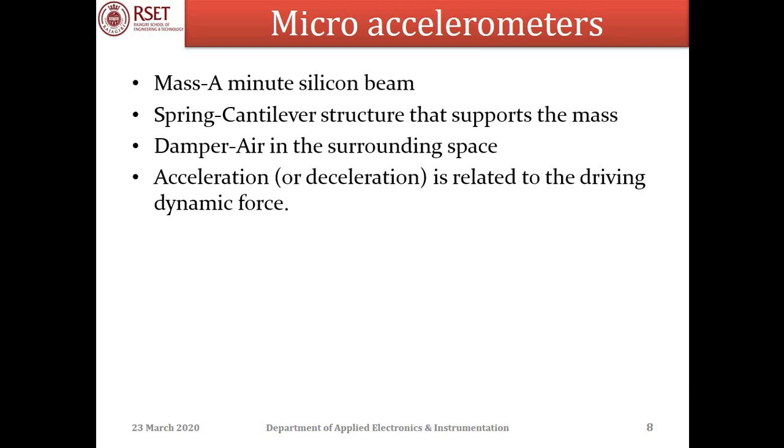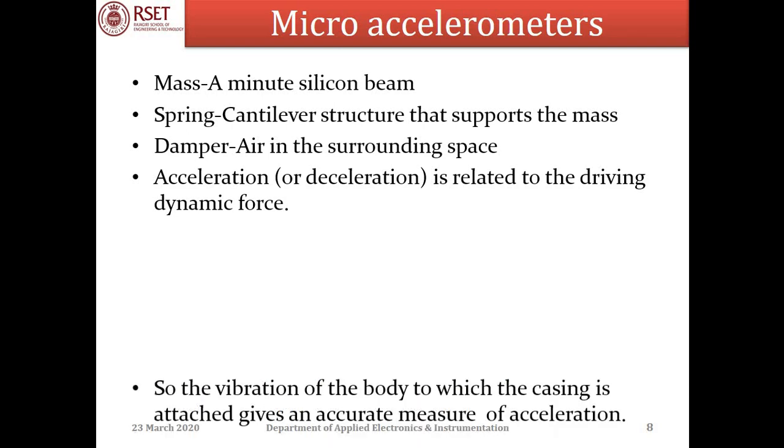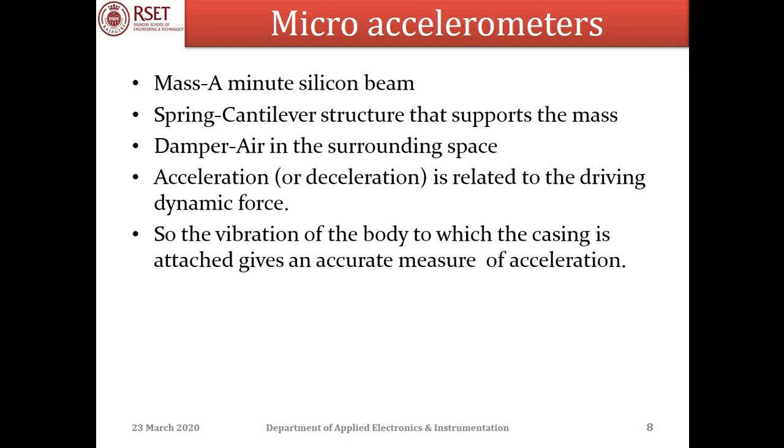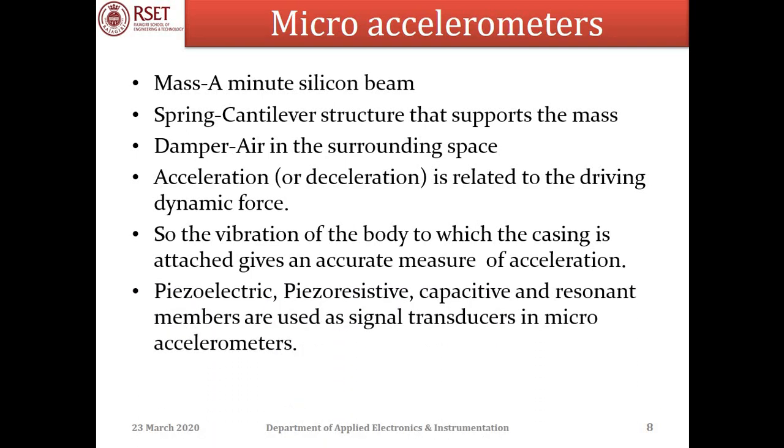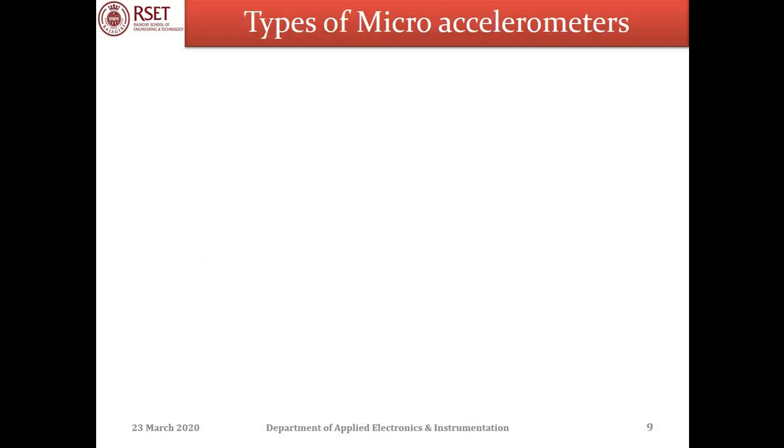Acceleration or deceleration is related to the driving dynamic force. So, the vibration of the body to which the casing is attached gives an accurate measure of the acceleration. Piezoelectric, piezoresistive, capacitive and resonant members are used as signal transducers in micro accelerometers. Now, having understood the basic principles of an accelerometer, let us now look into the types of micro accelerometers.